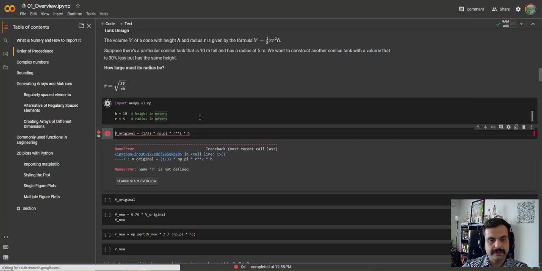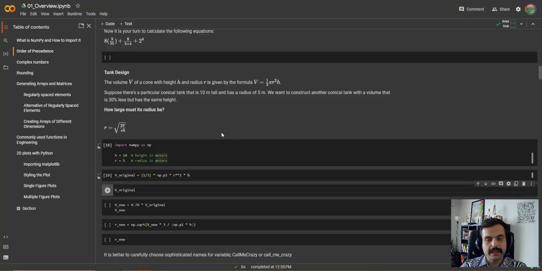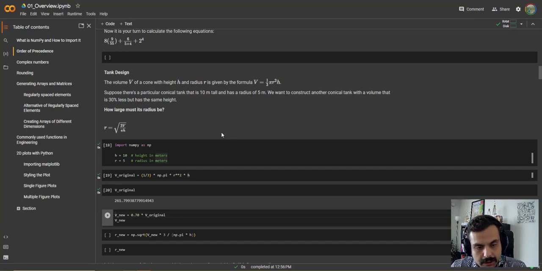Oh, sorry, I first should run this. So NumPy is imported and it is renamed to np. h and r are assigned. They have the values inside them now. So I can calculate the original V. I'm avoiding using prints to not confuse you, so just calling the variable name and running it in a separate command, or the same command, will provide you with the value assigned to that variable. So we have the volume of the original tank.